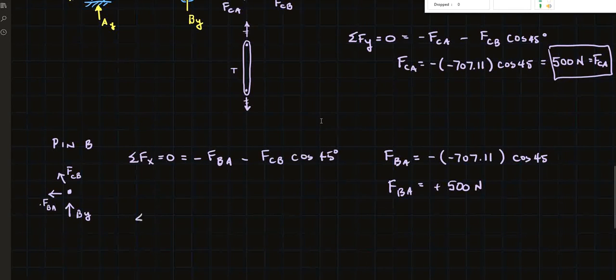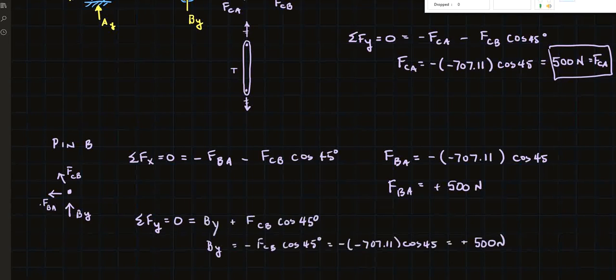Finally, let's sum forces in the y direction just to get the reaction. We don't really need to do that. And that also equals 500 newtons, and it is pointing in the correct direction for my reaction. Now notice in all these calculations I use cosine of 45 degrees. I didn't concern myself with sine or cosine here because cosine and sine of 45 degrees equals the same value.